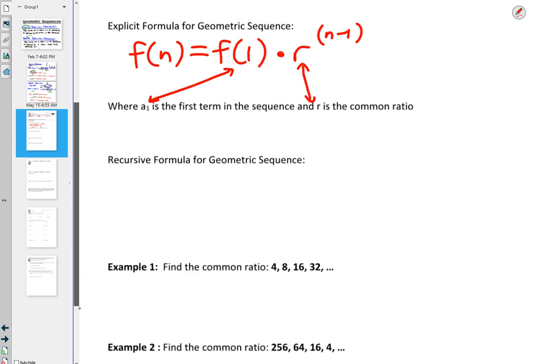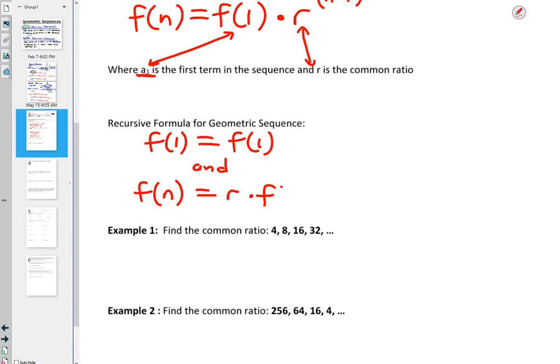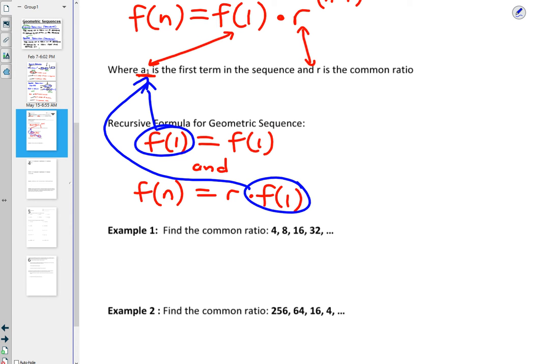Okay, how about the recursive formula for a geometric sequence? They're going to put f1, or they might put a1 is equal to, and then they're going to give you the number. And then they'll write that every number thereafter is equal to the common ratio times whatever the previous number is. Remember, instead of f1, you could see a1. It's the same thing. It's another way of writing first amount.